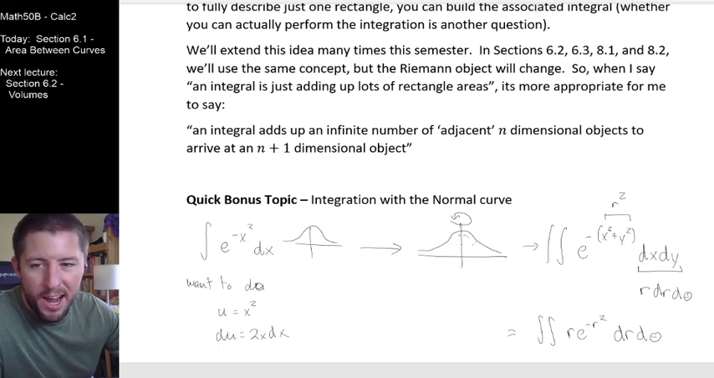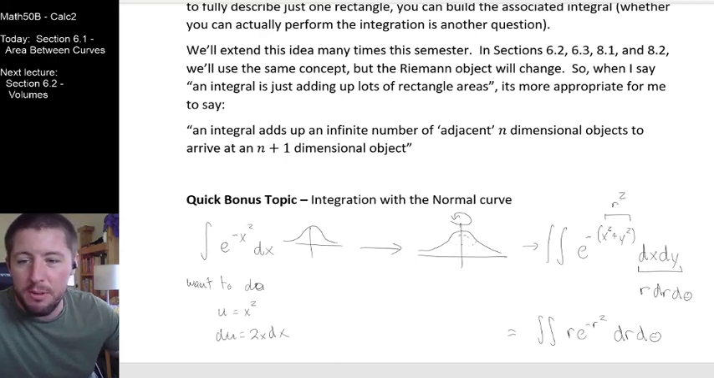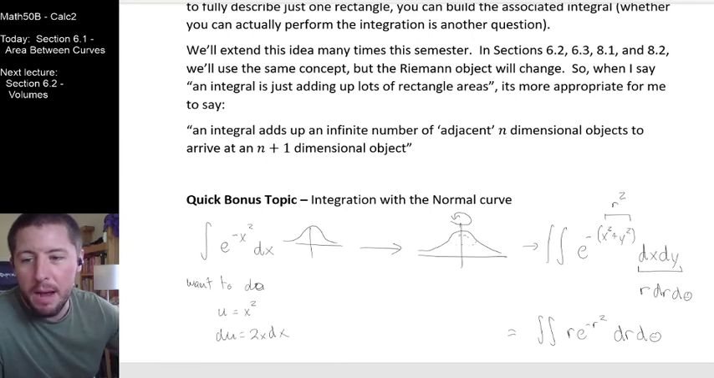I'm going to go ahead and conclude the video now for all of you non-synchronous watchers catching this on YouTube. We're going to be hitting 6.2 in the next video, which will be volumes. We're going to be talking about our Riemann objects in a more generic sense there, adding up areas to collect volume rather than adding up linear lengths to collect area instead.